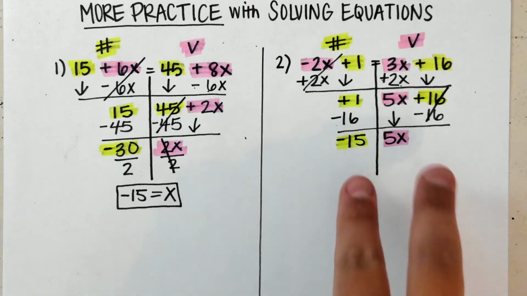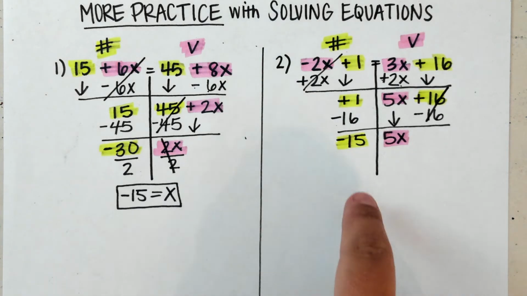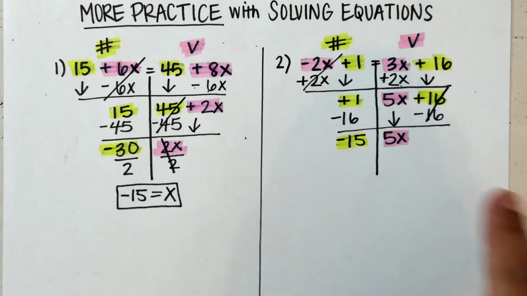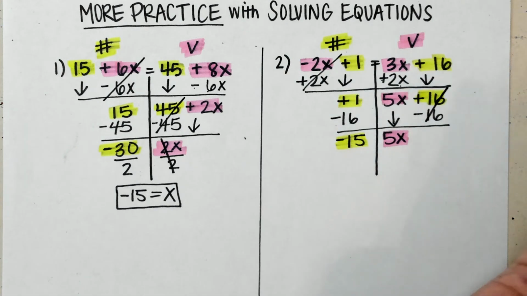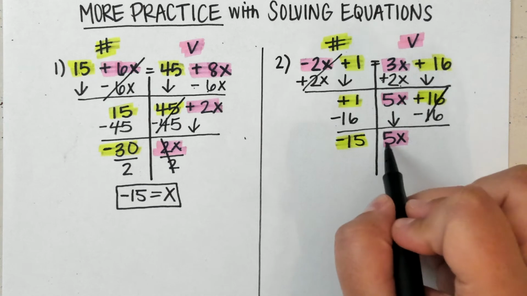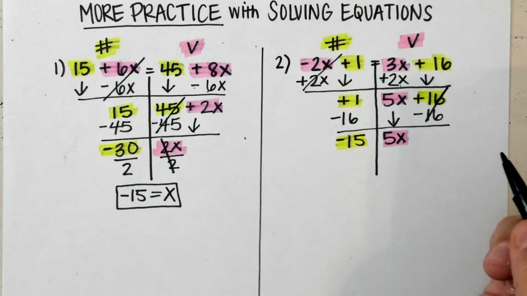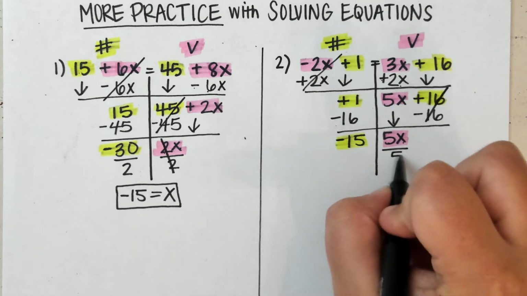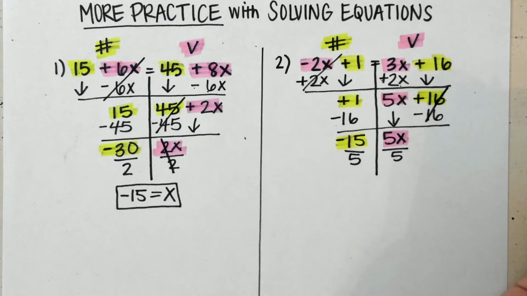Now I have separated my colors. I have separated the numbers without a variable and the numbers with a variable. Now I can solve the equation. So I've got 5 times x. So the opposite of multiplying by 5 would be to divide 5 on both sides.